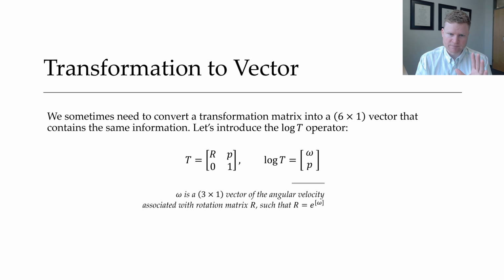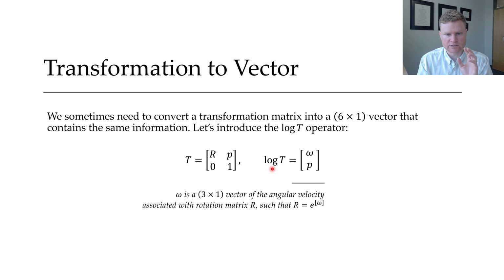Before I can show you the algorithm, I have to introduce one final component, and that's going to be a way to convert from a transformation matrix into a vector. So you guys remember that a transformation matrix T contains a rotation matrix and a position vector. This rotation matrix will be 3 by 3, the position vector will be 3 by 1, and overall my transformation matrix is a 4 by 4 matrix. But for my inverse kinematics algorithm, I'm going to need to convert this 4 by 4 matrix into a corresponding 6 by 1 vector. I'm going to do that using this log of T operator.